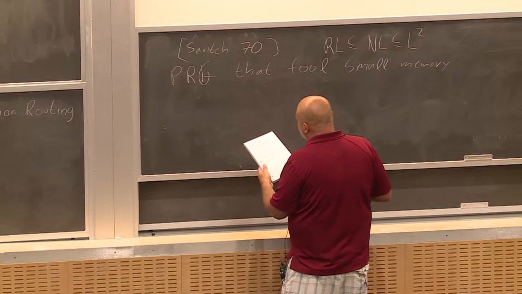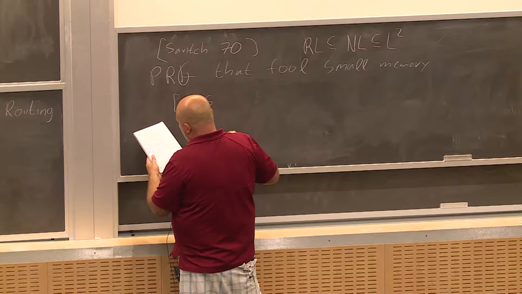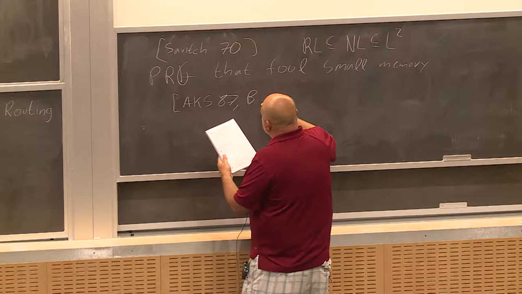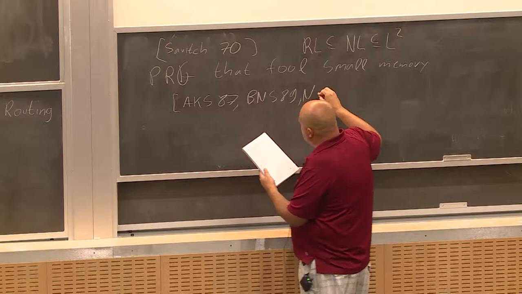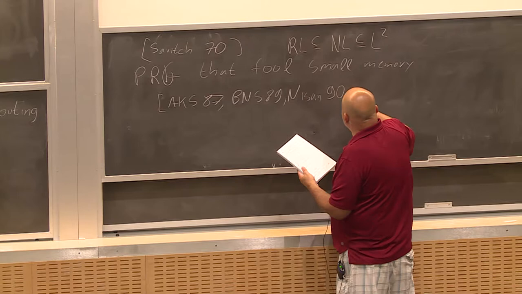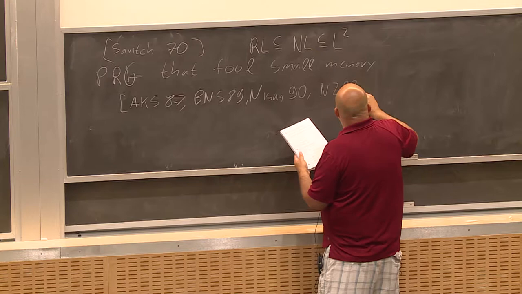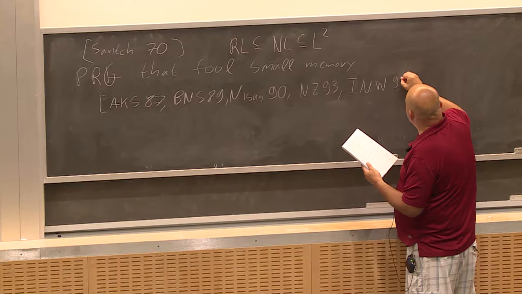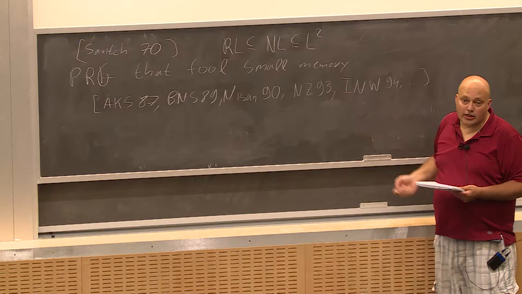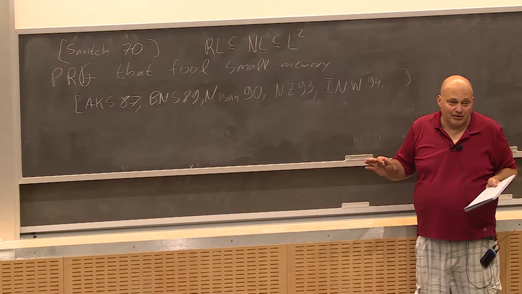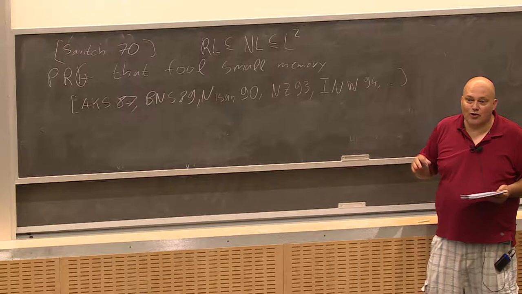So we have AKS, Impagliazzo, Nisan, Wigderson, Nisan, Zuckerman, the Nisan generator, that's probably the most famous of those, INW, Impagliazzo, Nisan, Wigderson, 94, and many more. But I think the Nisan generator and INW are, for the general case, still the best we have. There are some improvements, but this is almost as good as we can have it.